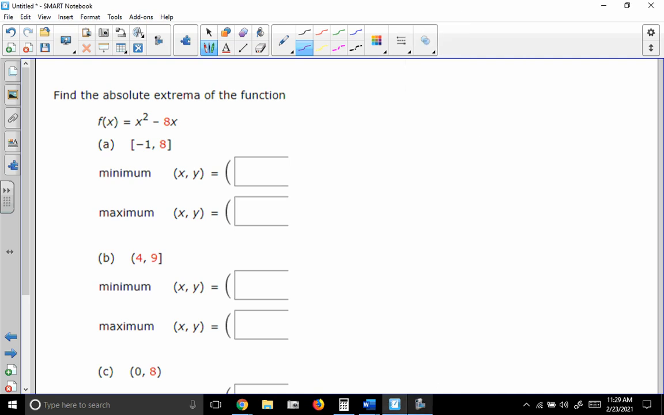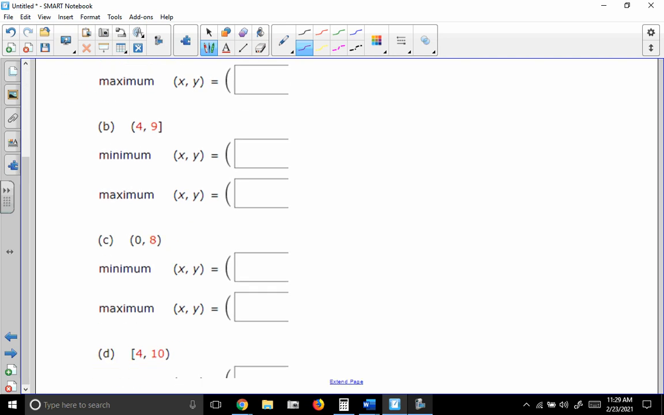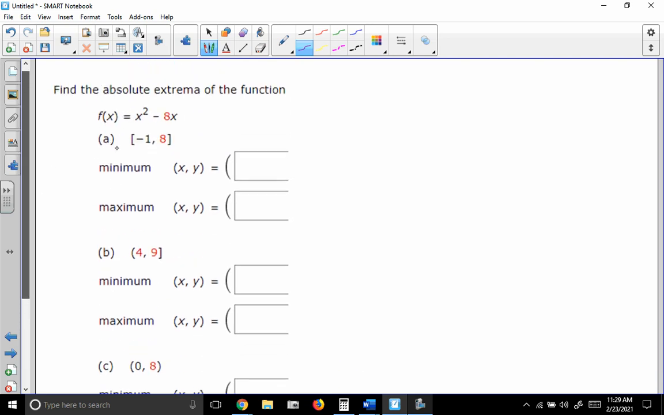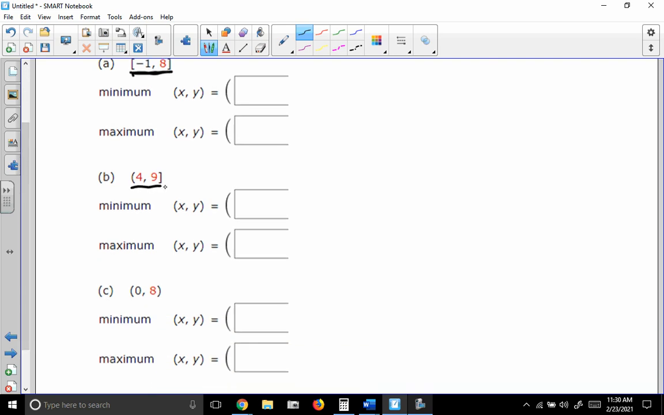Let's look at one more problem. And in this problem, notice that some problems we're given an interval that's a closed interval, but not every interval. This interval is open on one side. What do I mean by that? 4 is not included in the interval. We get close to 4, but we don't include 4.